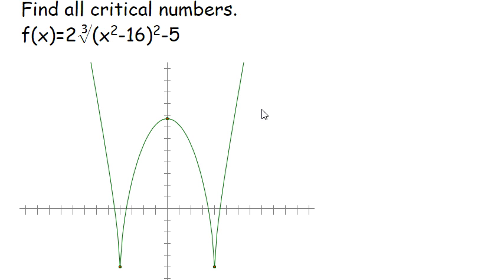Big W for winning. We got find all critical numbers. So let's write this down. And of course, you can see where these critical numbers are going to occur. That's the reason I've got a graph associated with this. Okay, so we have some minimum points and a relative maximum here. Alright, well, let's bring out the whiteboard and get busy.